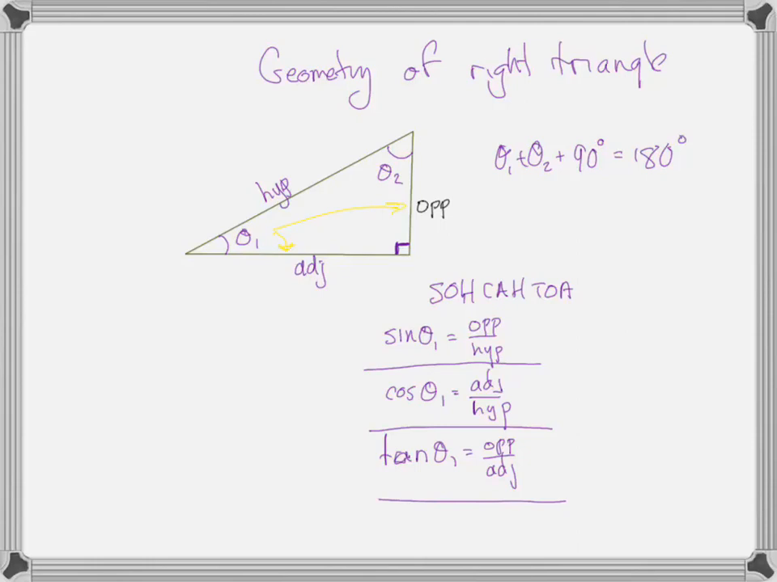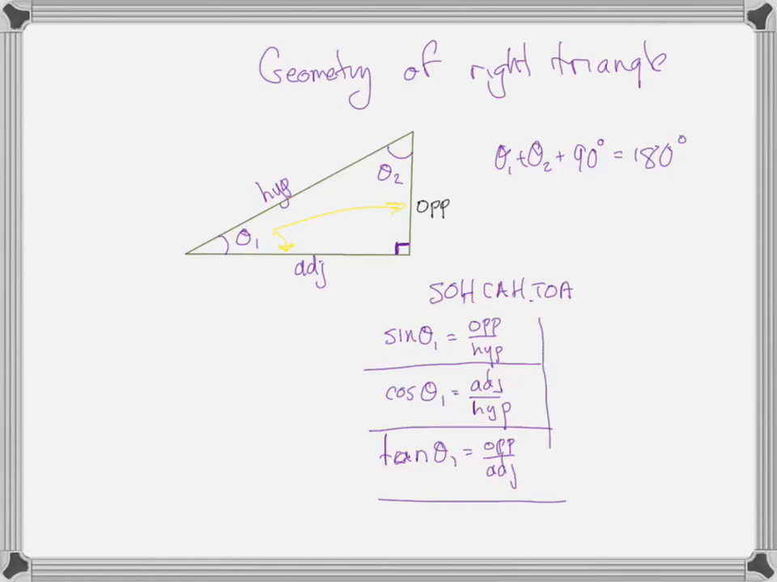Notice that it depends on which angle we're given. If we're given theta 1, we use these. But if we're given theta 2, everything switches, right? For theta 2, the opposite side is what's now called the adjacent side. So you got to be careful of that. You got to be careful of defining your SOHCAHTOA from the angle that you know.